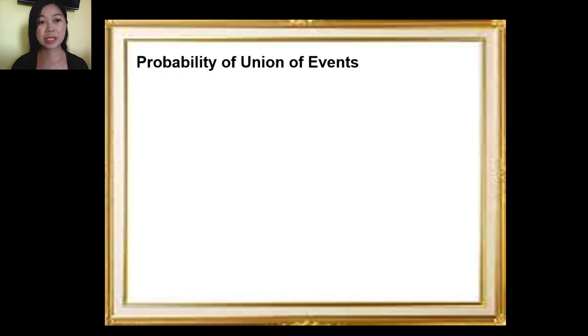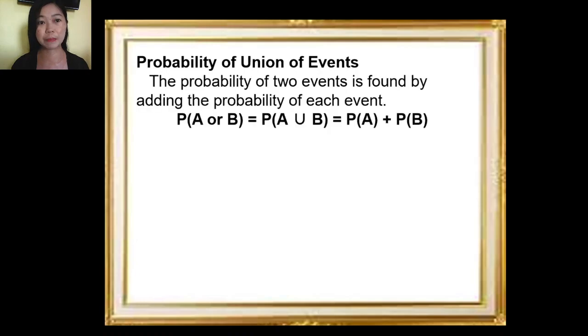So let us have first the different formulas on how to find the probability of union of events. The probability of two events is found by adding the probability of each event, and this is our formula. Probability of A or B is equal to the probability of the union of A and B, which is equal to the probability of A plus the probability of B. So we are going to add the probability of event A and the probability of B.